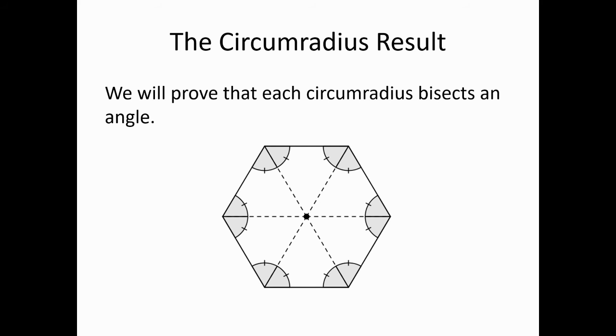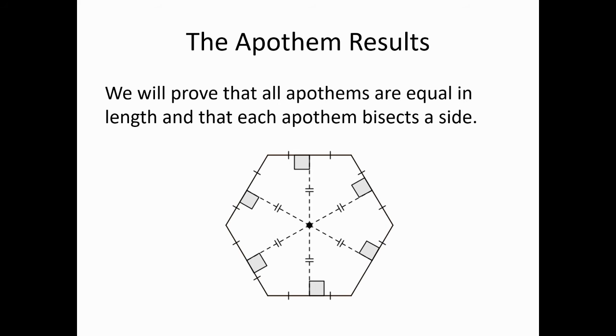So here's part of what you will prove in picture form. You will prove that each of the circumradii bisects an angle, as is marked. And you will also prove that each apothem bisects a side, and they're all equal in length. So you can see I've constructed in all the apothems in this case, all the right angles are present. And each apothem bisects a side, and each of those apothems are equal in length.